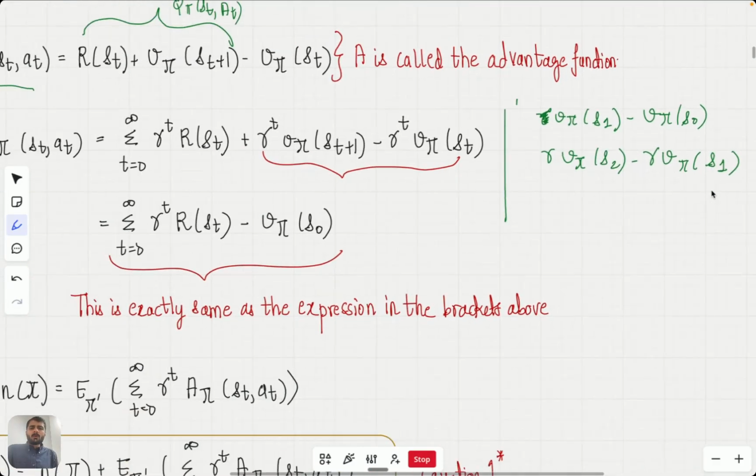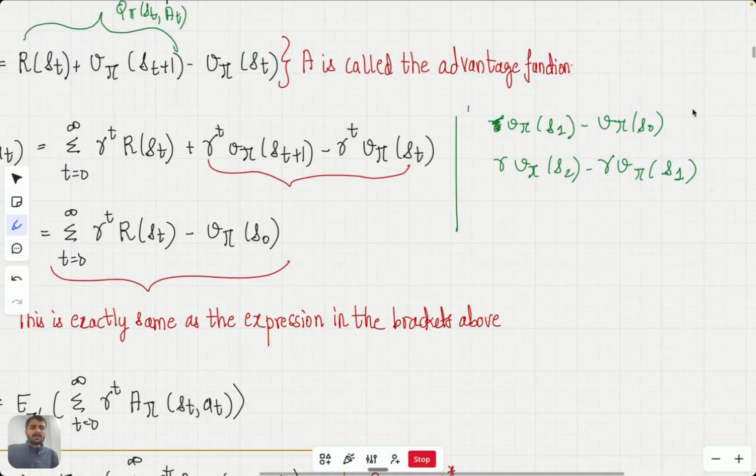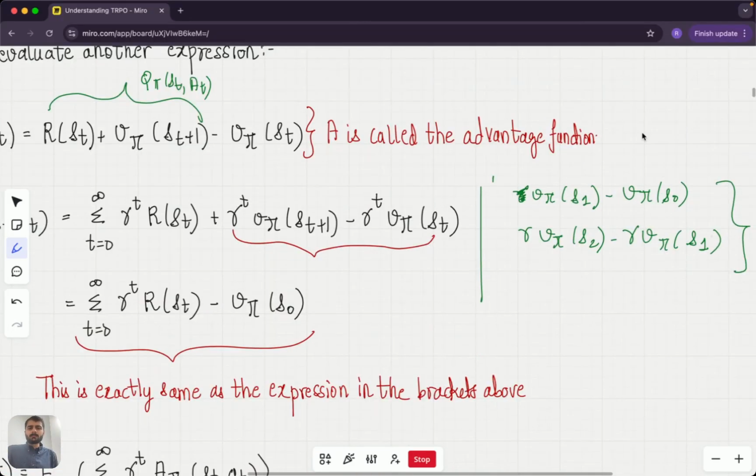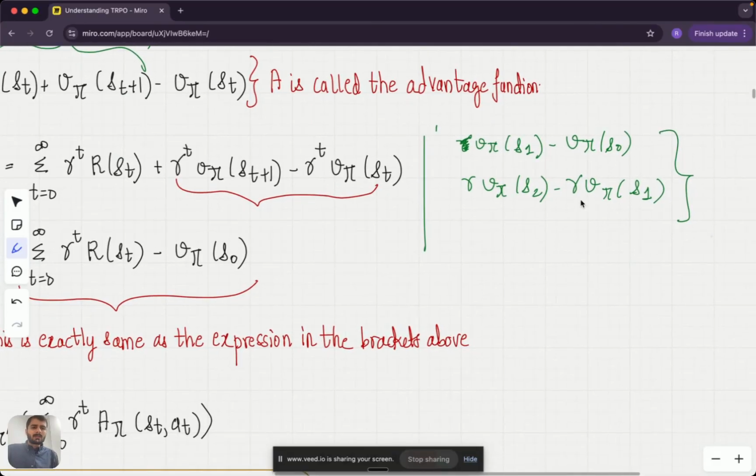Now, what we see is that this is a telescopic sum, which means that if you add up all these different values together, you are going to get a summation which only consists of minus V pi of S0.